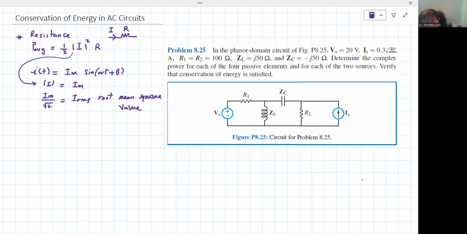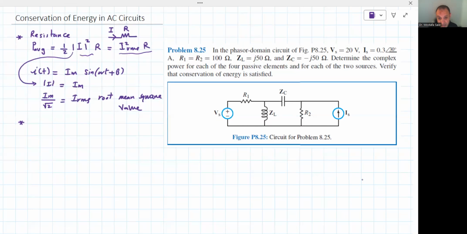So we can write it in another way: as I squared RMS times R. If the current is given directly as RMS, you can just apply this law here. If it's given as amplitudes, which is usual, then you apply the first one. That's the power in the resistance.